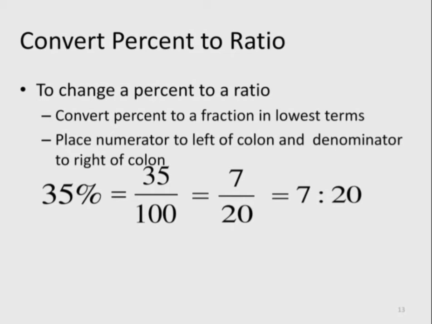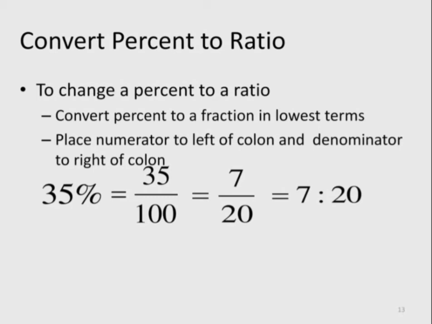Let's see the example 35%. When 35% is converted into the fractional form, it will become 35 upon 100. And when we convert this 35 upon 100 into the simplest form, it will become 7 upon 20. And 7 upon 20 can be written as 7 ratio 20 in the ratio form. So in this way, we are going to convert a percent to a ratio form.